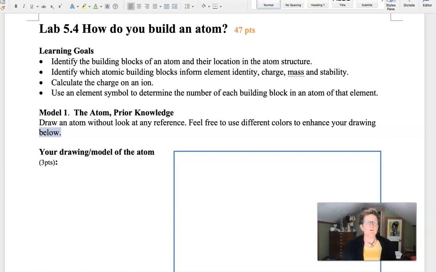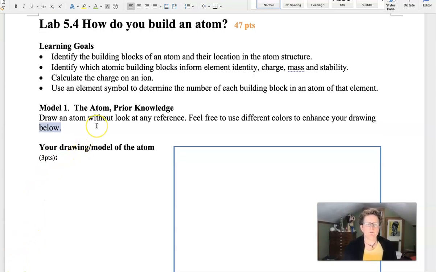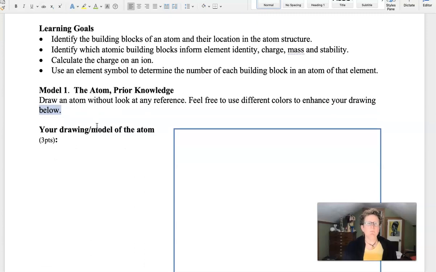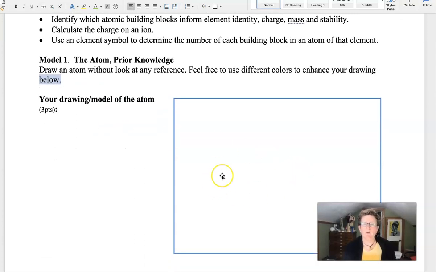Hello students, we're going to learn how to build an atom. We're going to use the PhET sim and we are going to draw various atoms. But first, you're going to draw an atom from what you know about atoms. And this doesn't have to be perfect. It's kind of a reference for you to come back to see what you've learned during this lab.